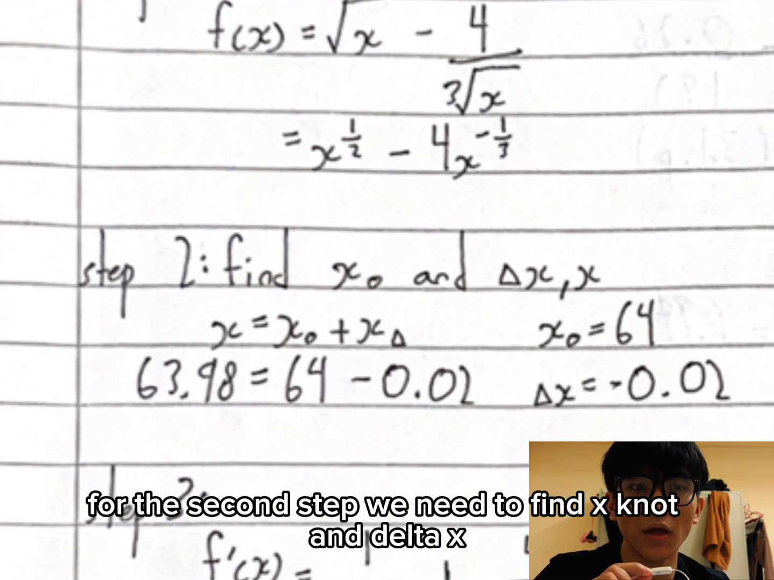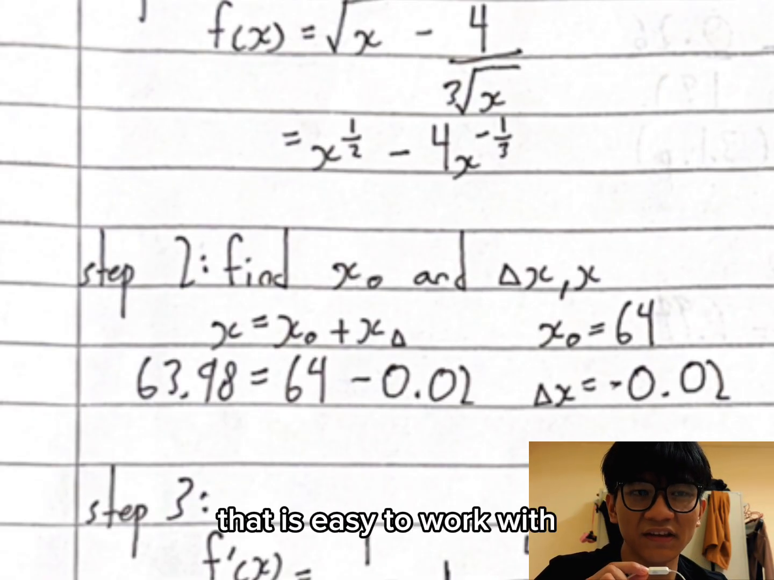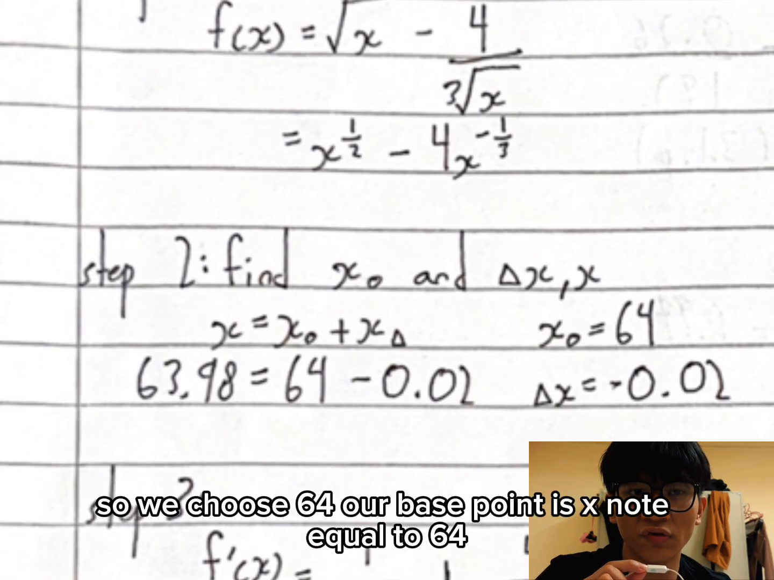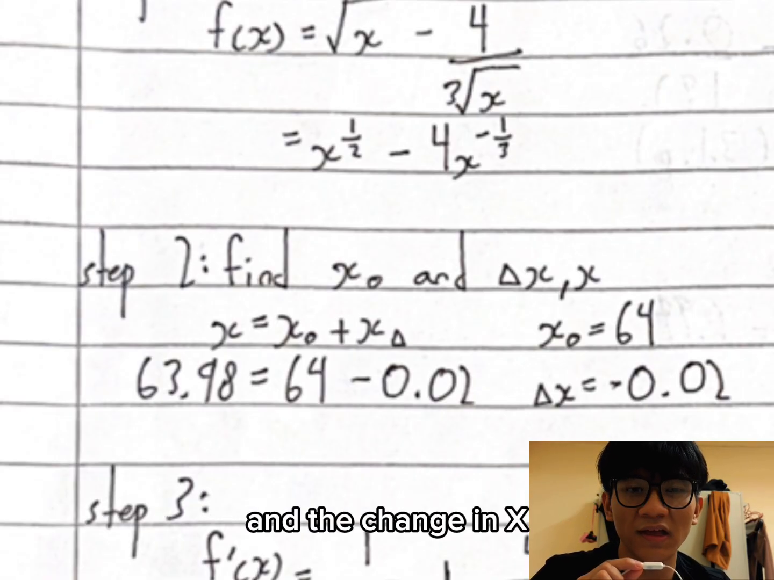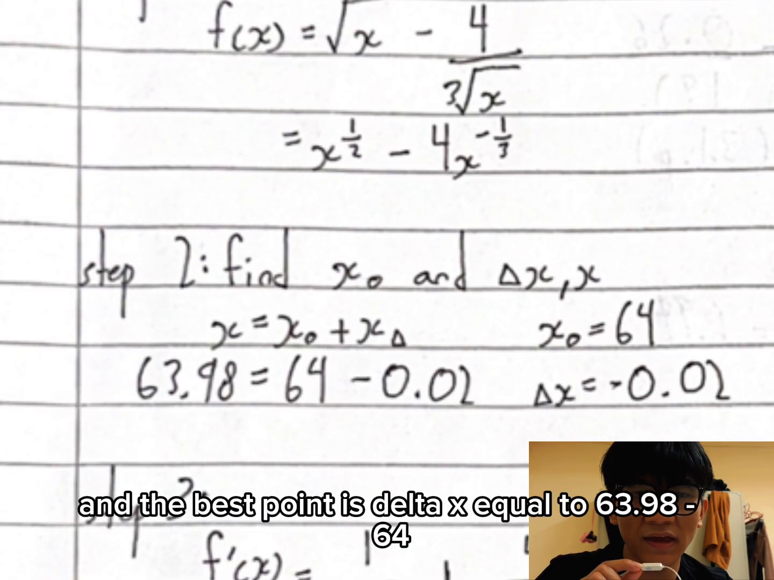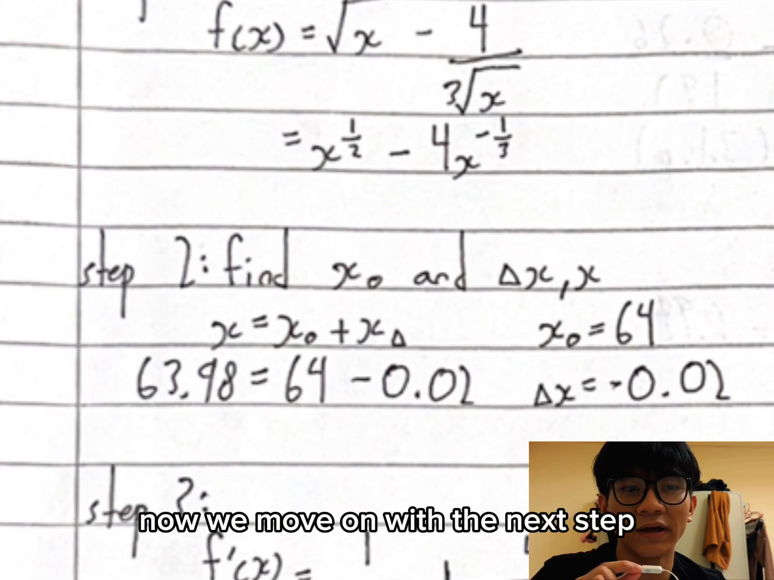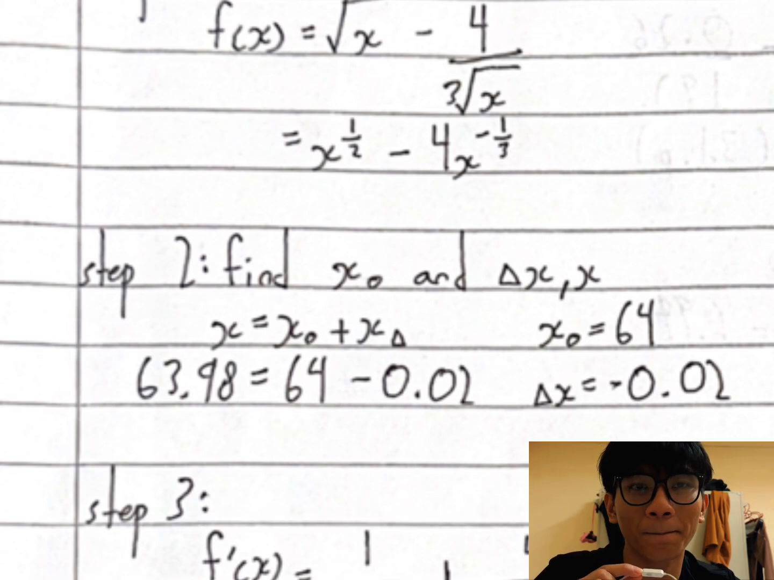For the second step, we need to find x0 and delta x. We need an x0 close to 63.98 that is easy to work with. So we choose 64. Our base point is x0 equals 64 and the change in x, the difference between our target value and the base point, is delta x equals 63.98 minus 64, which is equal to negative 0.02. Now we move on with the next step.